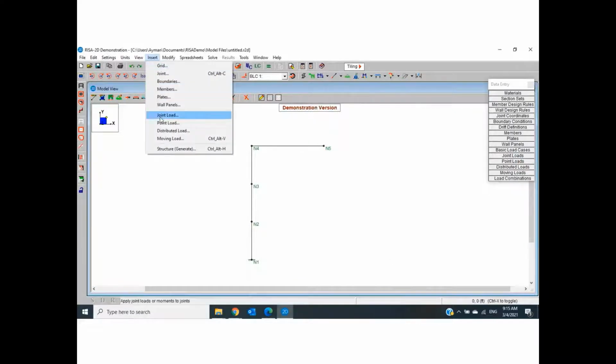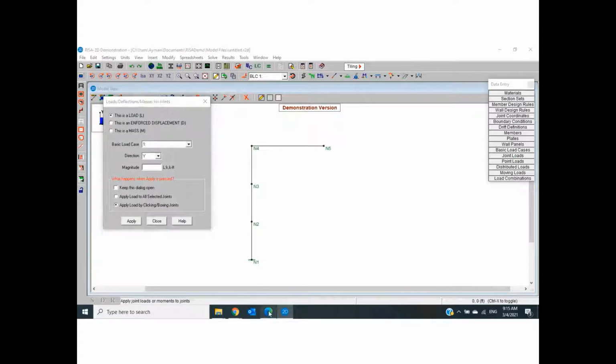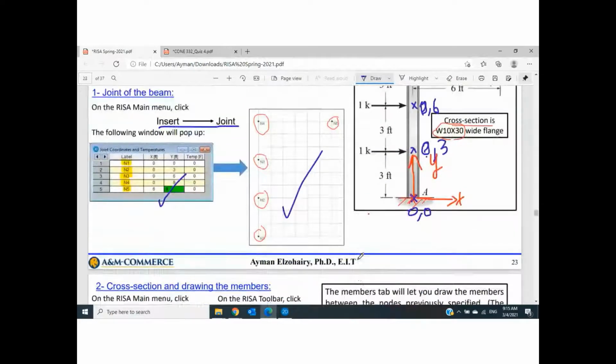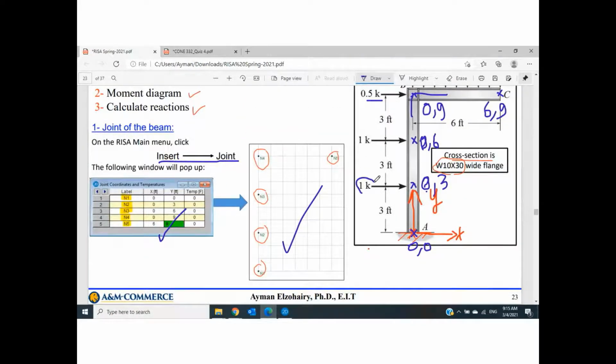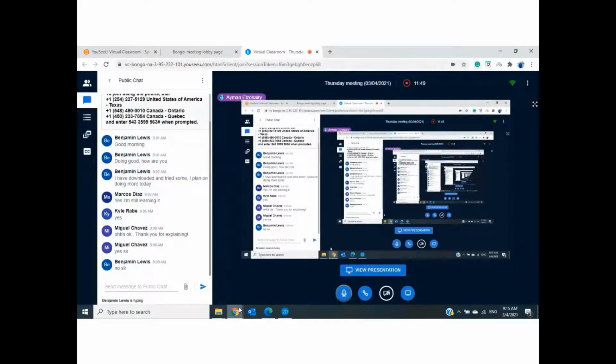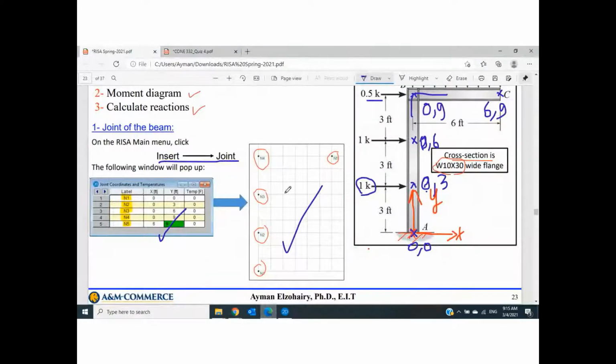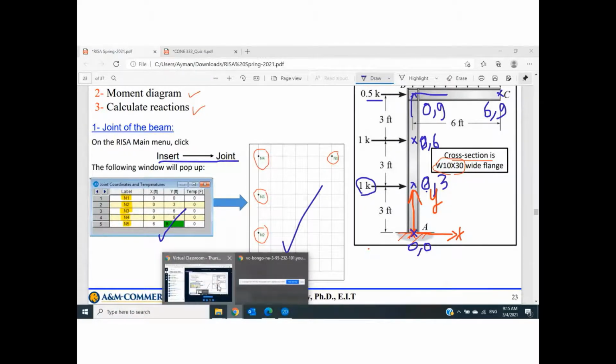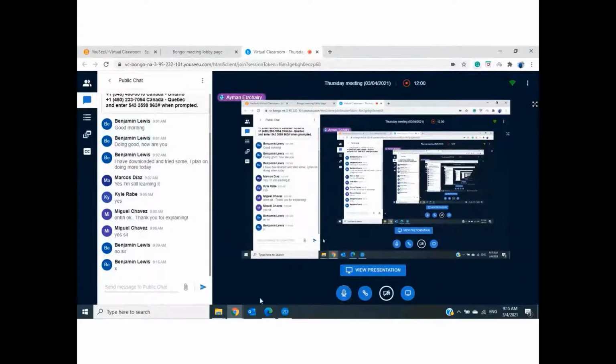Insert joint load. Guys, I have a question. Anybody can tell me what is the direction of this force? What is the direction? Is it in X direction or Y direction? What do you think? Any answer? 1 kip, 1 kip, 0.5 kip, all of these forces, in which direction? X or Y? Do you know? Is it in X or Y? Any answer? These forces, 1 kip, 1 kip, 0.5 kip, what do you think? They are horizontal forces. So they are in X, in positive X.